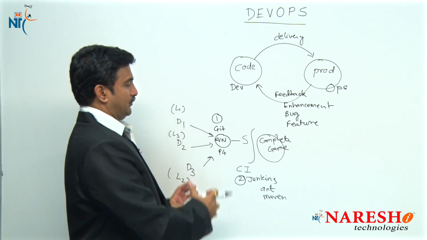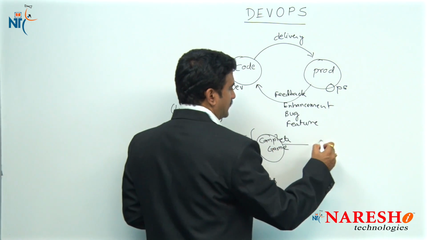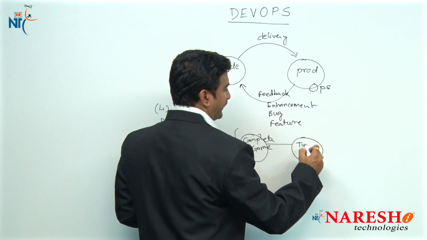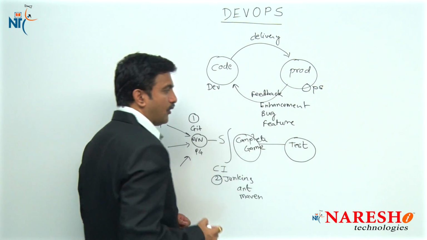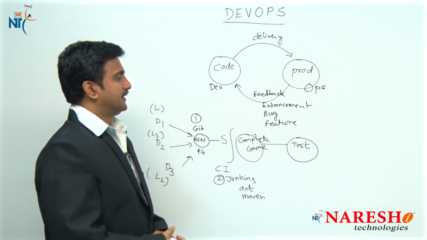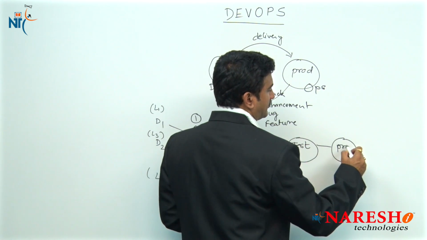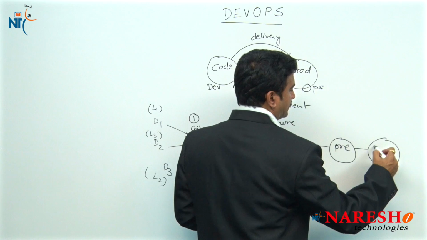you will transfer this code to the next level, which is the testing phase. So there your code will go into the test phase. Once it completes the test phase, it will go to the final stage. We can say it is pre-production, and then it will go to production.